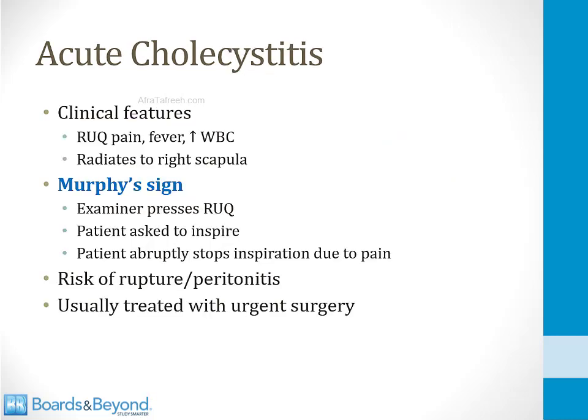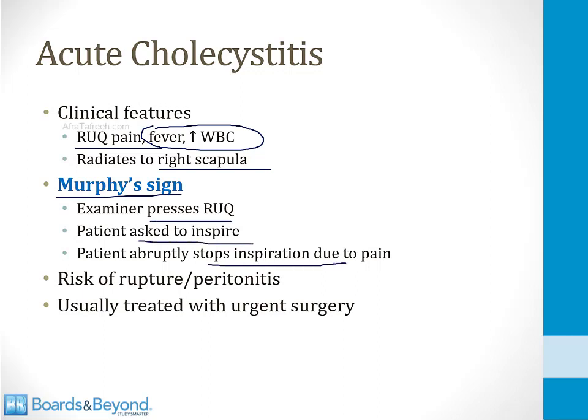The clinical features of acute cholecystitis include right upper quadrant pain plus fever and elevated white blood cell count, and the fever and elevated white count come from the inflammation. Just like we talked about with biliary colic, the pain may radiate to the right scapula. A classic physical exam sign of acute cholecystitis is called Murphy's sign. This occurs when the examiner presses on the right upper quadrant and asks the patient to take a deep breath. As the patient is inhaling, they will abruptly stop because of pain, and that's called a positive Murphy's sign.